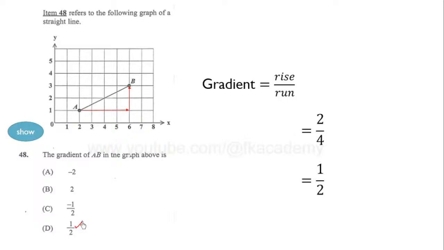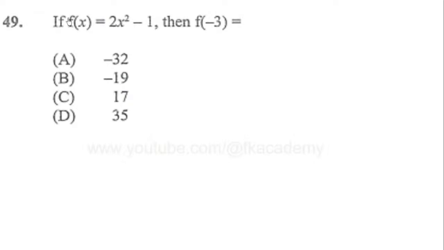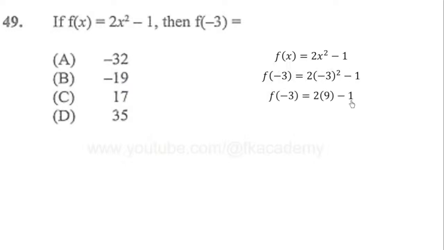So we note that this is to the right, positive, up, positive. Now if f of x equals 2x squared minus 1, then f of negative 3: we need to substitute, and negative 3 squared is 9. So 2 times 9 minus 1, which is 18 minus 1, and that will give you 17. So this is the correct choice.